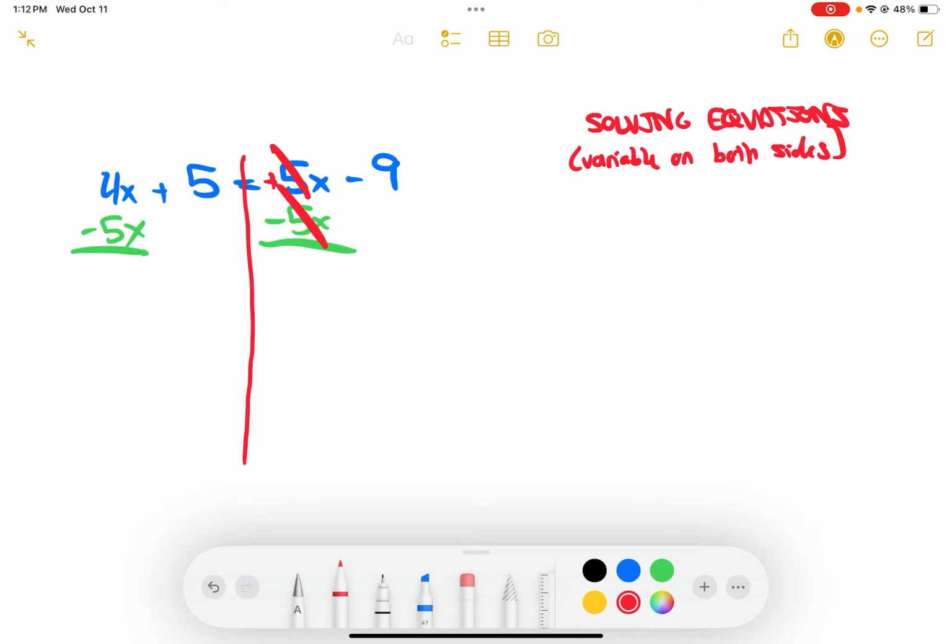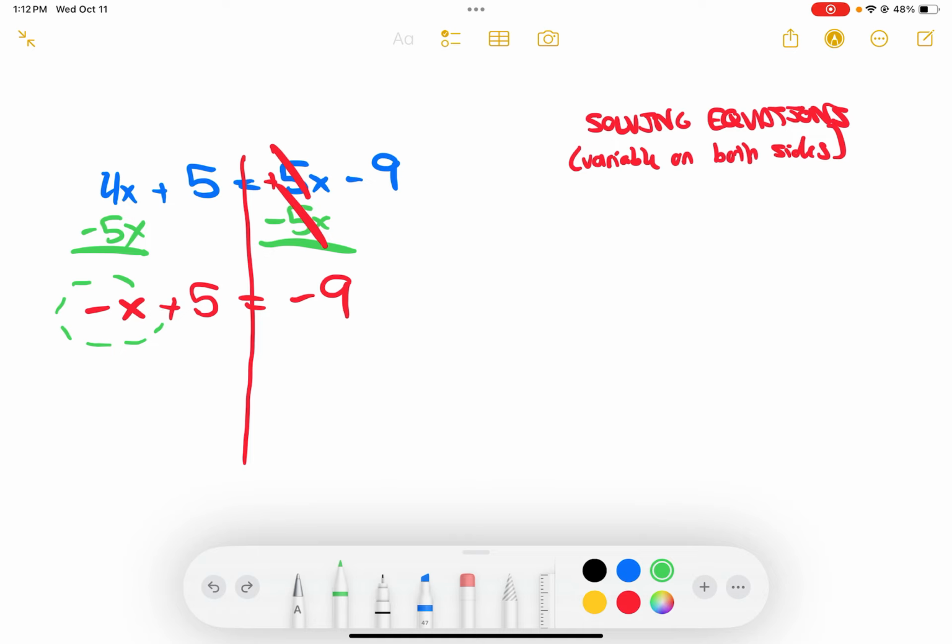5x minus 5x is 0. My apologies. 4x minus 5x is negative x, right? I have 4, I take away 5, that's negative 1. Plus 5 equals negative 9. The reason I advise against doing this is that now I have an extra step to take.